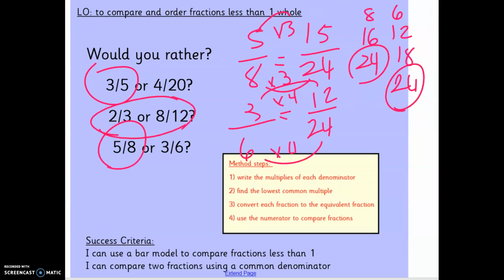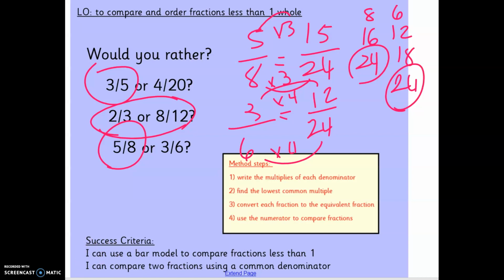So I put the answers on the board for you. 2/3 and 8/12 were equal, because they both equal 8/12. And for the last one, I'd rather have 5/8 because 5/8 into 24ths is 15/24, and 3/6 into 24ths is 12/24, and I would rather have 15 chunks.